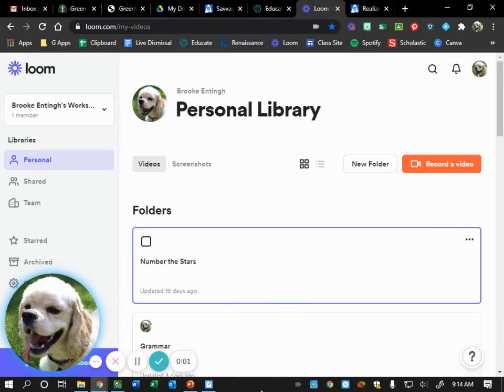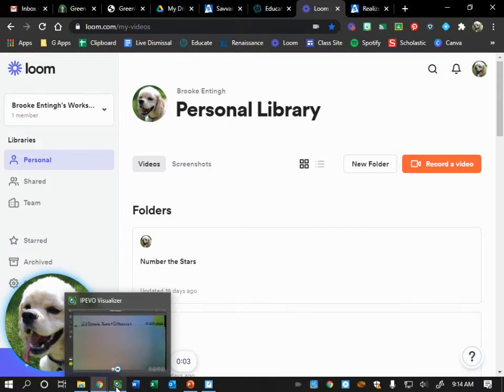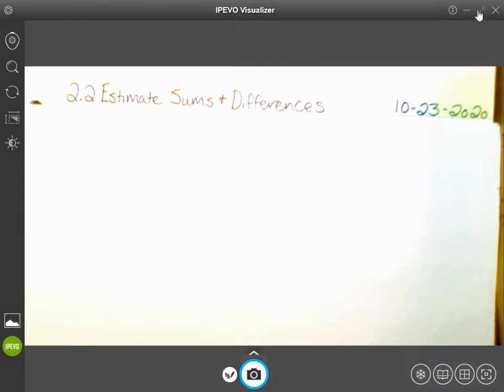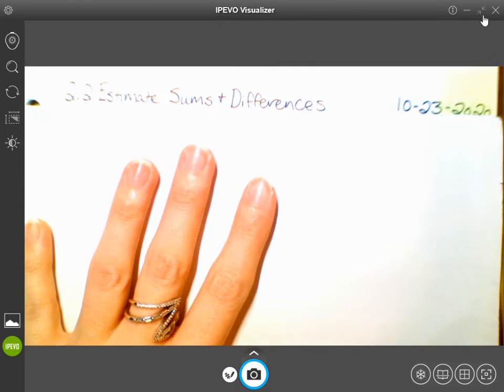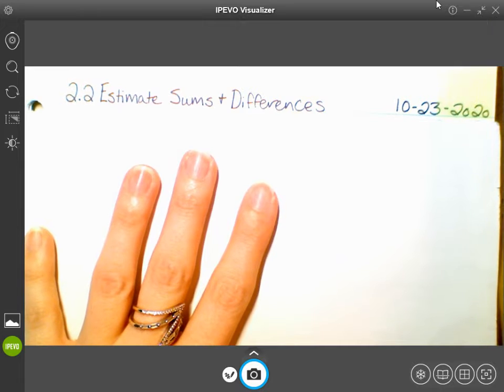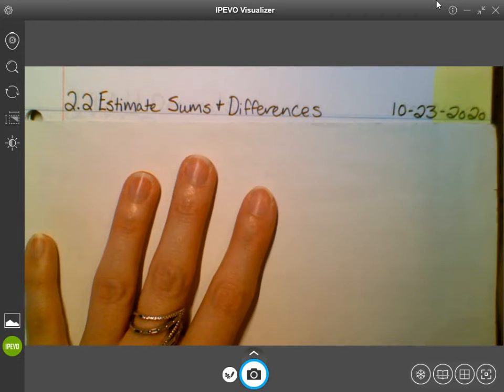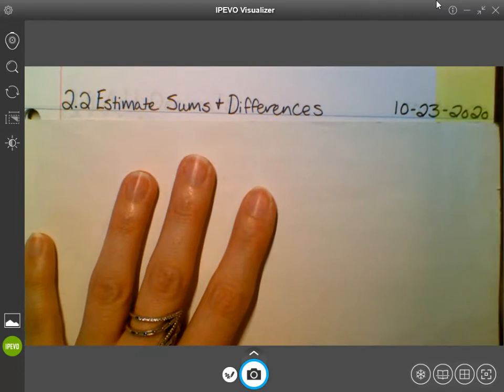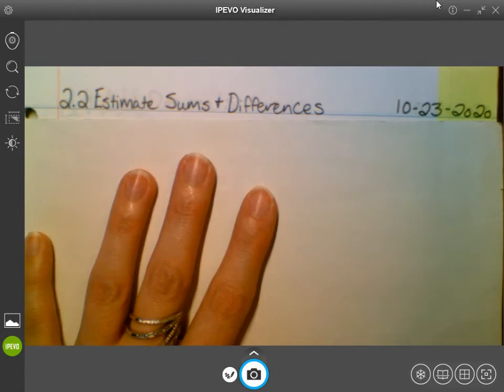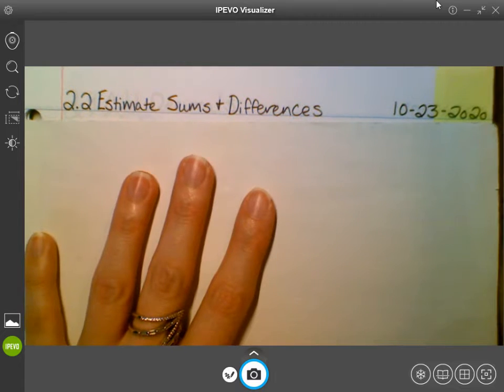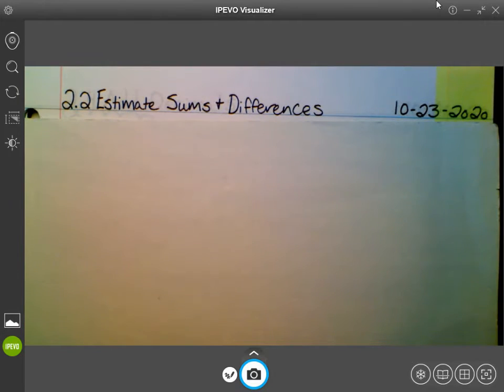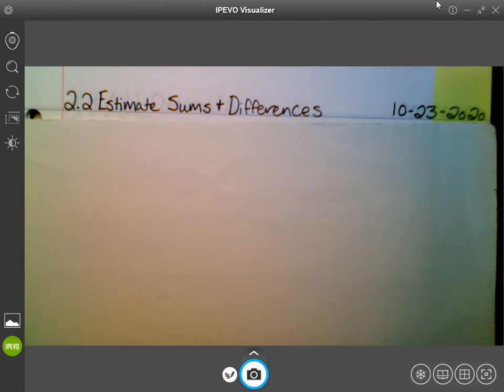So we are open up to the next clean page in our math notebooks, and we're going to take today's notes. So if this focuses, there we go. Okay, so our title today, 2.2, Estimate Sums and Differences, and today's date, 10/23/2020. Go ahead and get that written at the top. Put a thumbs up when you have that at the top of your page.